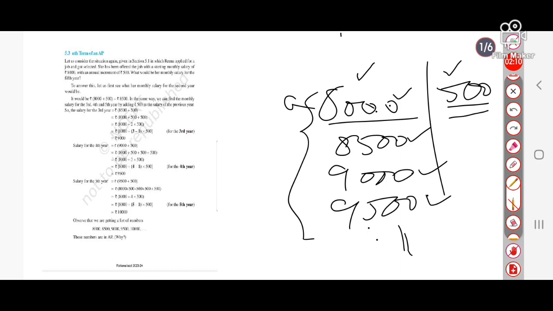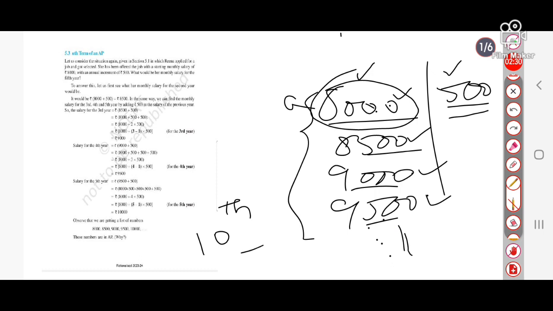So what is related to the nth term? This is actually what we saw before. The first month salary is 8,000, then the second month, third month, fourth month. Say for example they are asking for the 10th month. It is easy: next will be 10,000, then 10,500, 11,000, and it goes up to the 10th month, so you can easily find it.